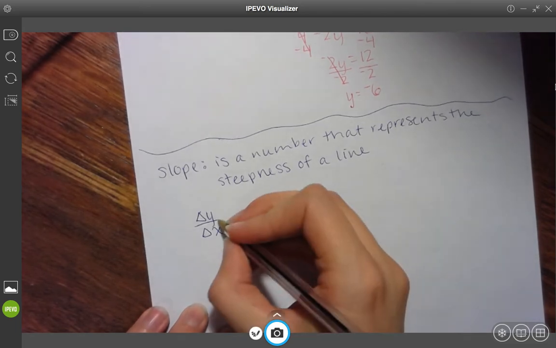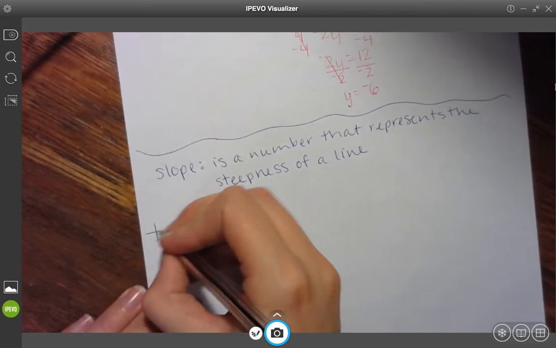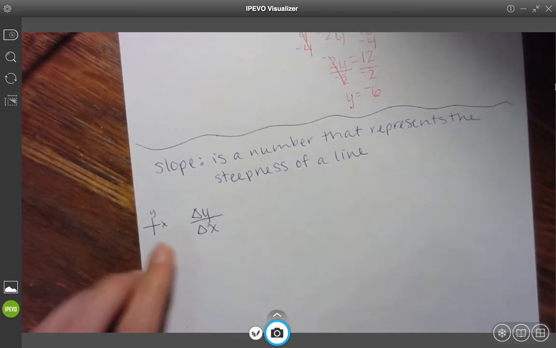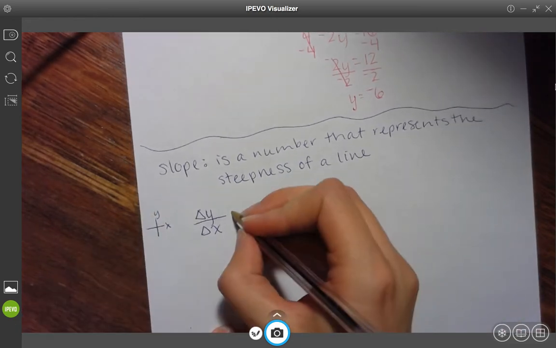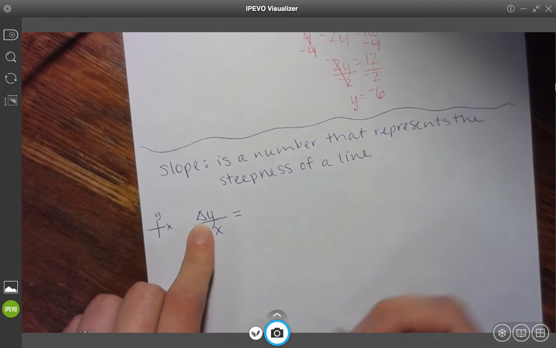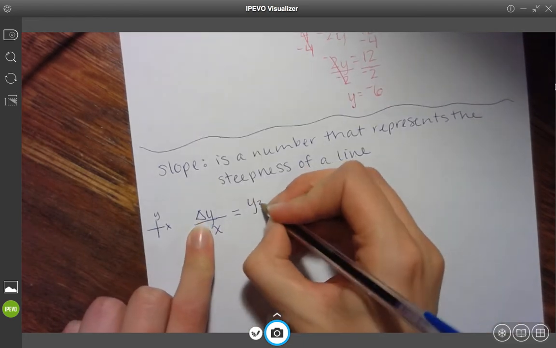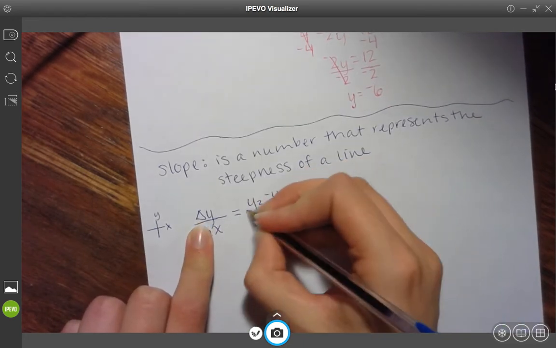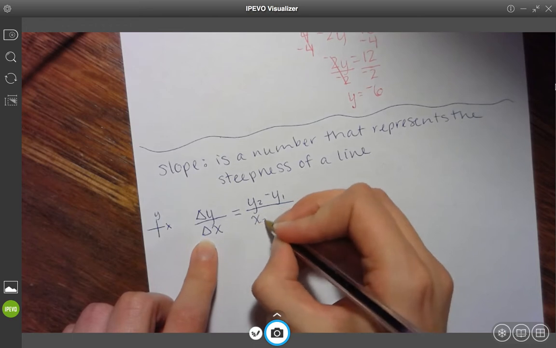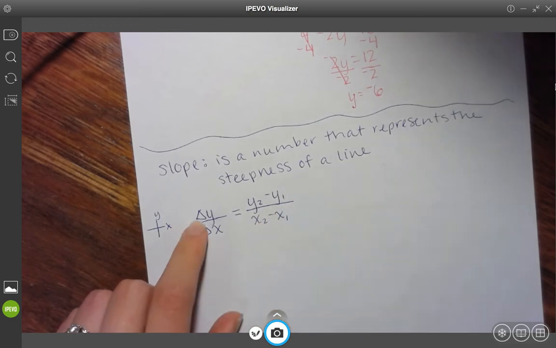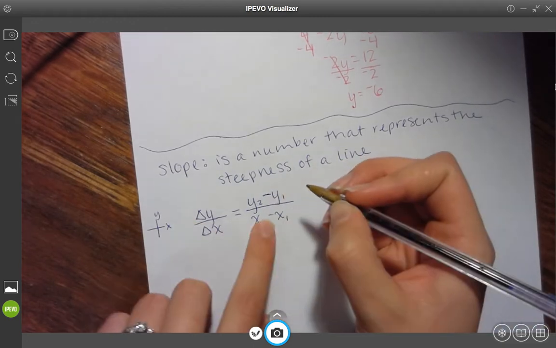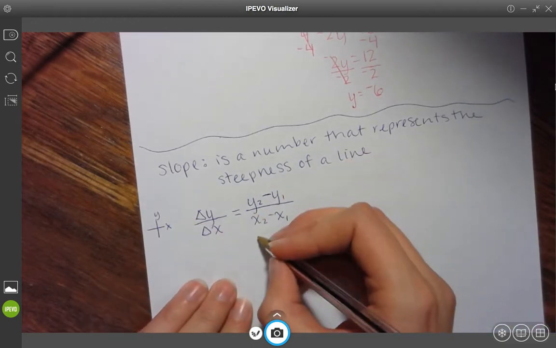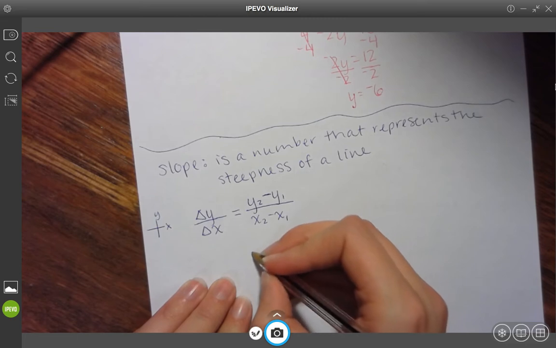Okay? And that again is referring to your coordinate plane, x-axis, y-axis. Okay? Well, to find your change in y, you do y2 minus y1 over x2 minus x1. So when you think of change, think of difference, subtraction. Okay? So these are referring to 2 points.